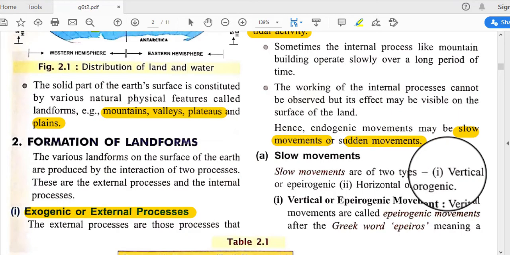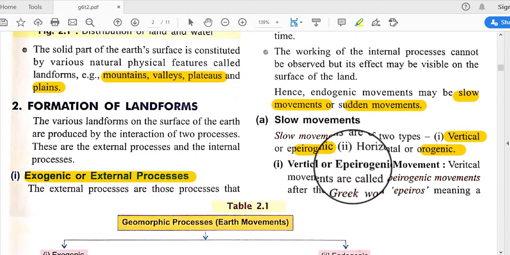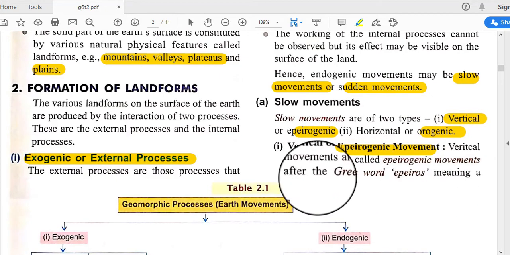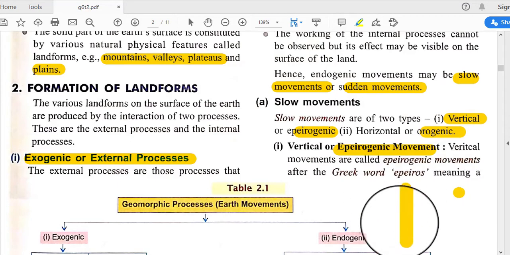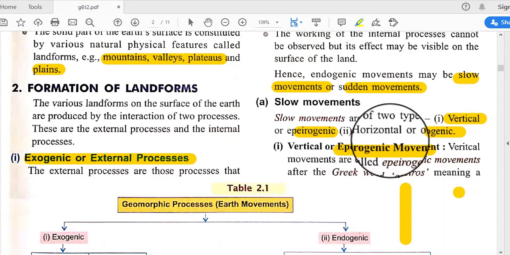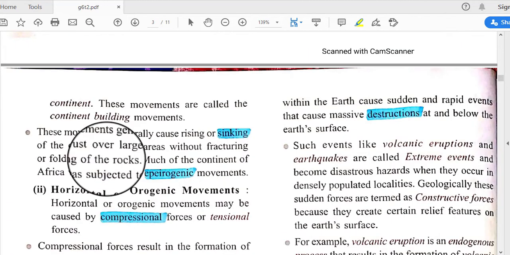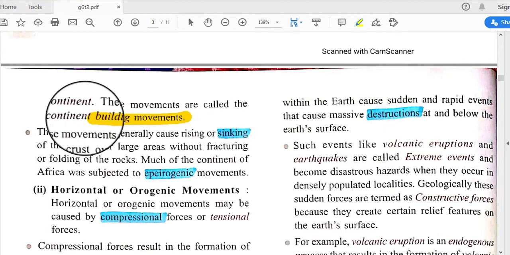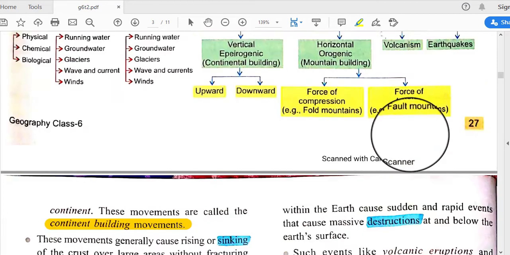For slow movements, there are two parts: epirogenic and orogenic. What is epirogenic movement? Vertical movement is called epirogenic movement. So when this movement occurs vertically, upward or downward, it is called epirogenic movement. The Greek word epiros means a continent, and this is called the continent building movement, because through epirogenic movement the continents are formed. That's why the name is epirogenic movement.